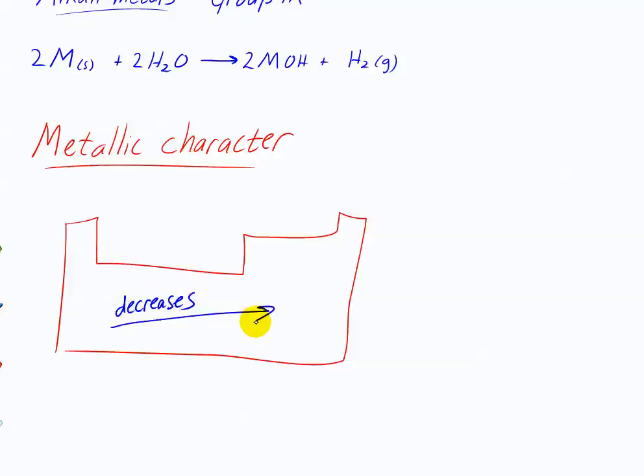So it decreases across this way, also going up. Things at the bottom are more metallic than things at the top. Okay. And actually looking at pictures of some of these elements, which the book has, is a fairly striking way of showing this. You can really see whether something's a metal or not just by looking at it.